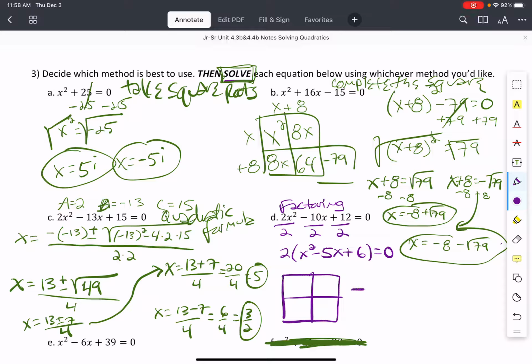Okay, so I'm looking for two numbers. They have to add to -5, but multiply to +6. Good job. -3 and -2. So that helps me decide how to split that -5 in my box.